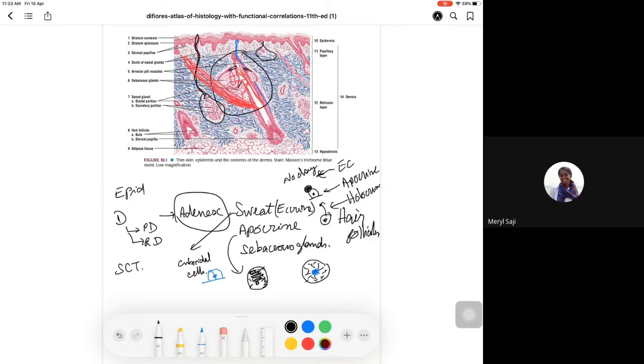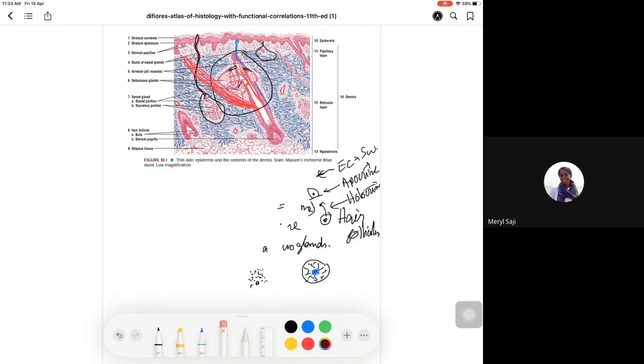If you remember the examples, then it is very easy. Eccrine glands are sweat glands. Apocrine glands are in the skin, or in the breast, where you can see apocrine metaplasia. Holocrine are the sebaceous glands.